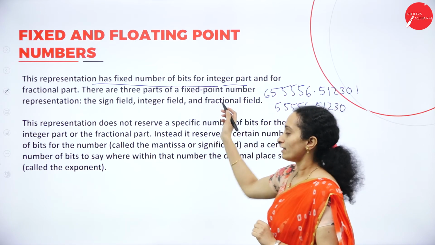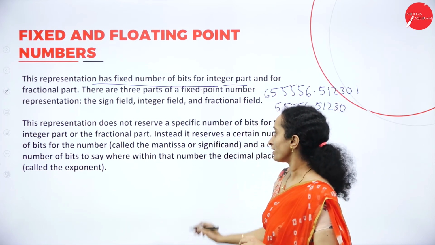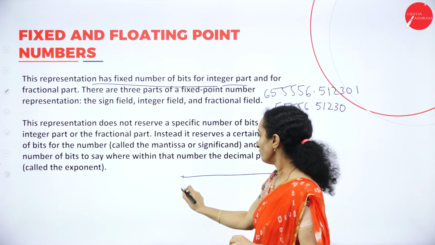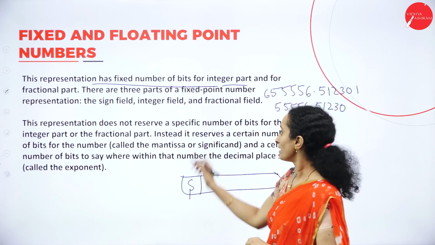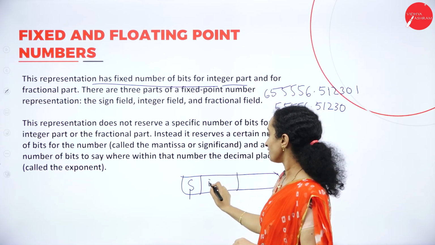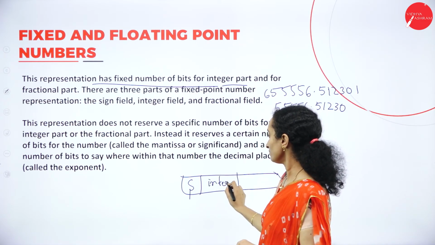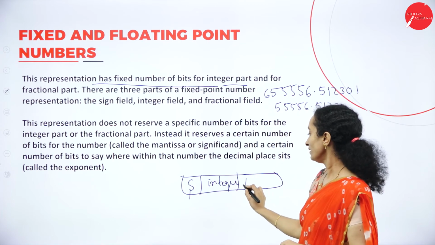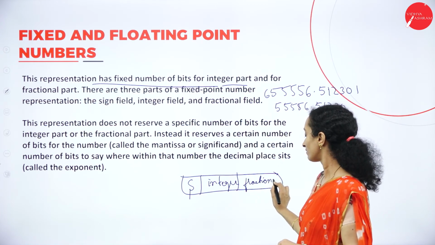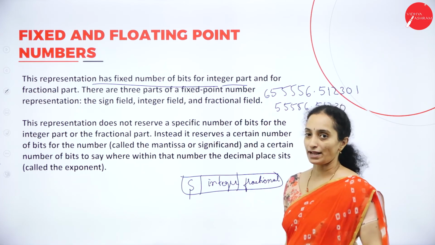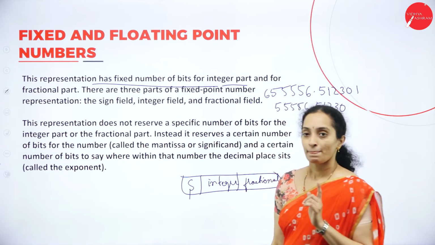There will be 3 parts in a fixed point number. One bit will be for representing the sign. Next will be the integer field. Next will be the fractional field.